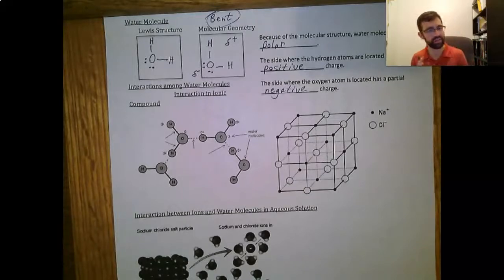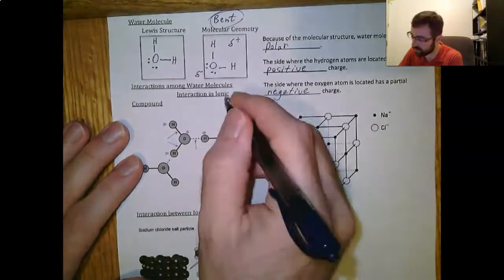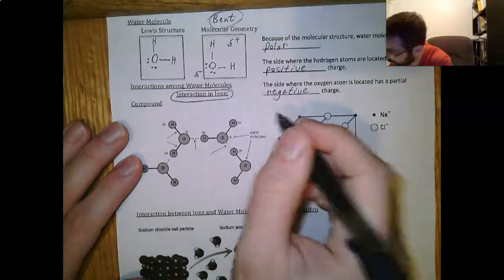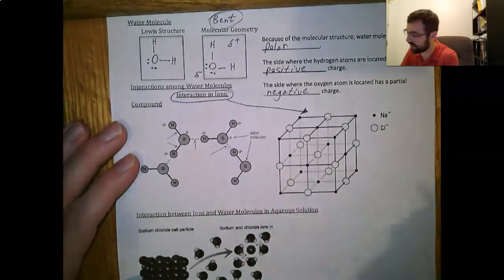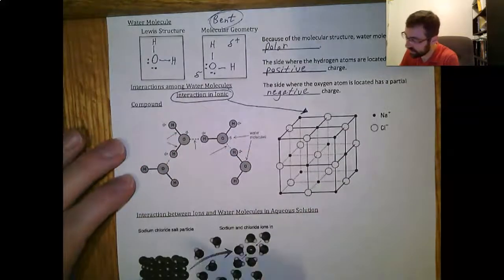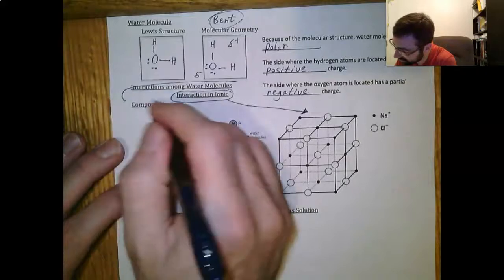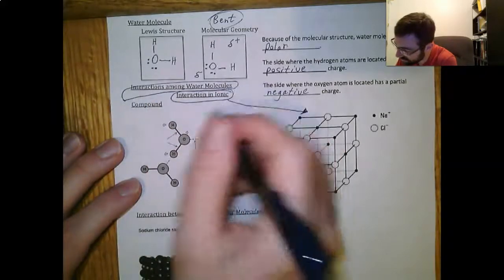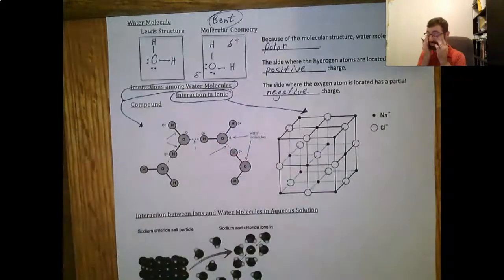I'm assuming that we're probably a little rusty on IMF. We're going to spend a lot more time talking about intermolecular forces later, but I'm going to go through this briefly. By the way, this got moved. This belongs right here. I'll see if I can fix that before you have to fill this out. The interaction in ionic should be with this. The interaction among water molecules is what we're talking about right here. It's a little messy, but we'll get it.